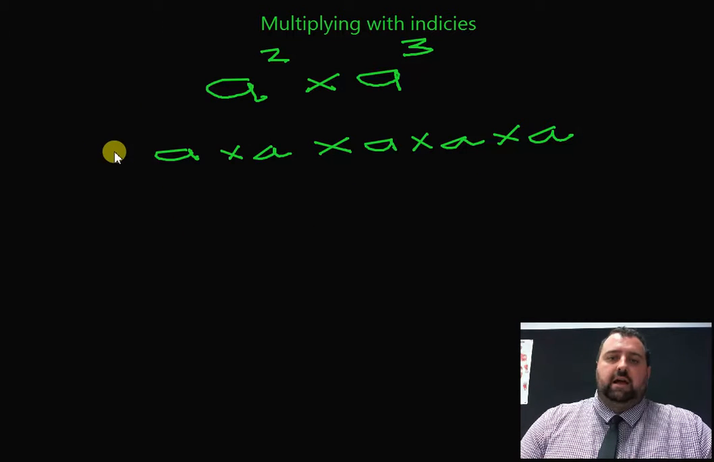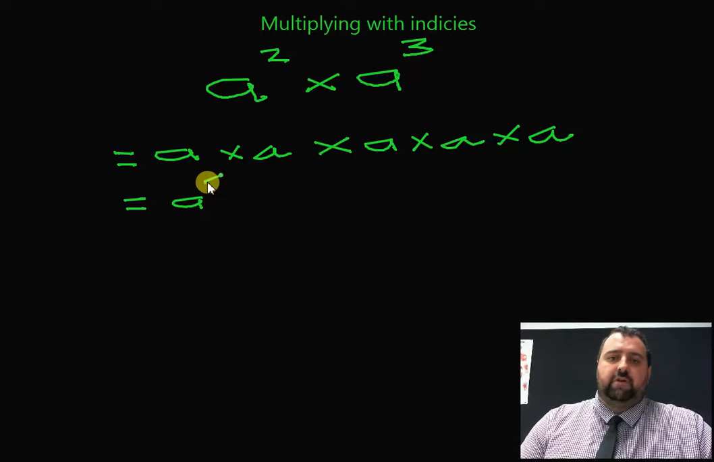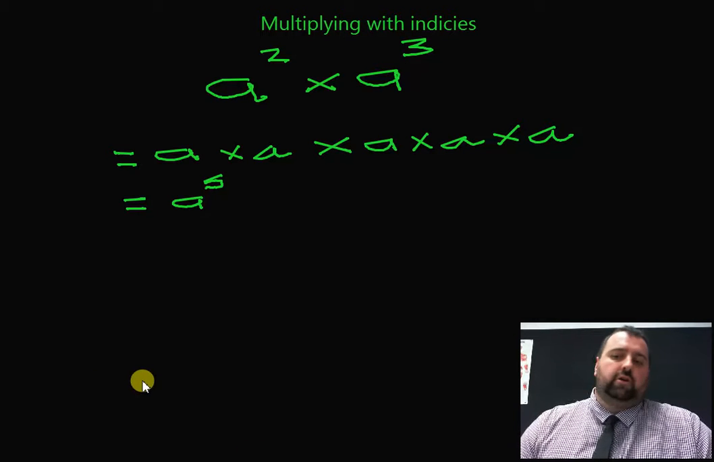So a squared times a to the power of 3 can be expanded to a times a times a times a times a. Now when we look at this, it suddenly becomes really clear that this is a to the power of 5, because we have a multiplied by itself 5 times. The thing that you're going to notice is that 2 plus 3 makes 5. And you'll find that this actually works for all of these situations.